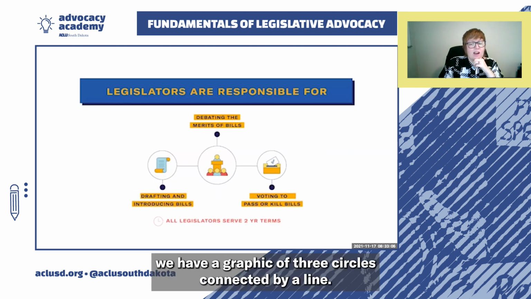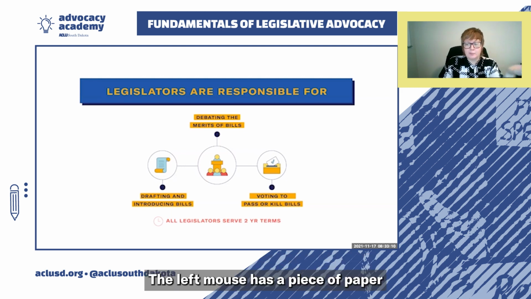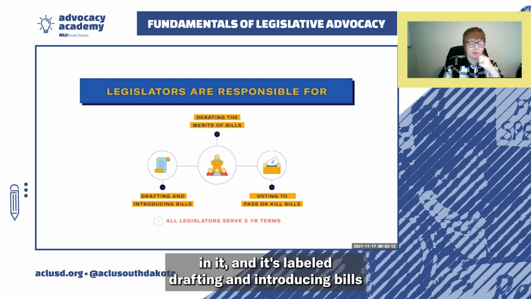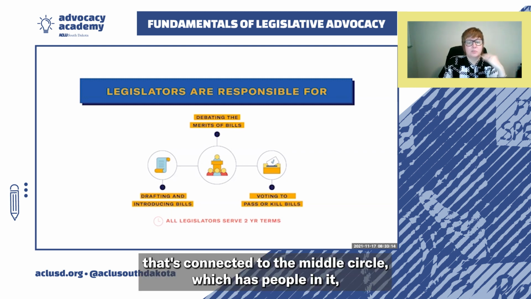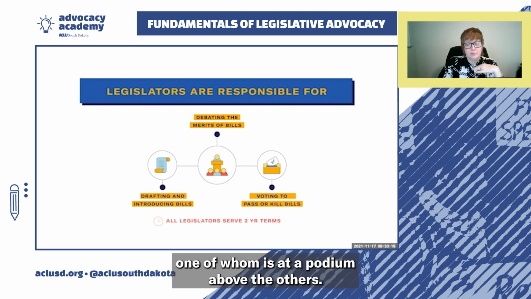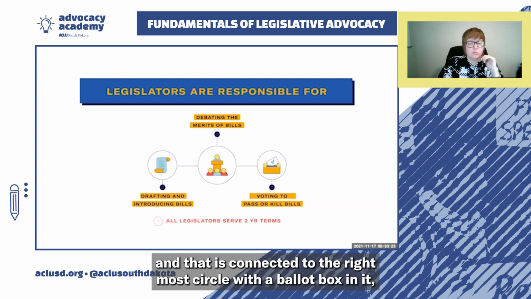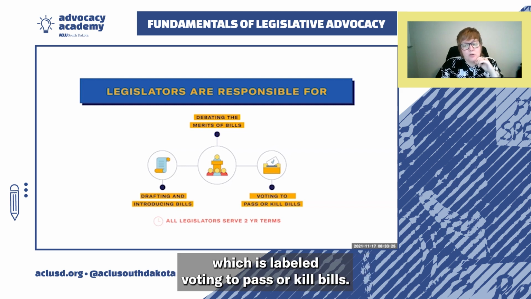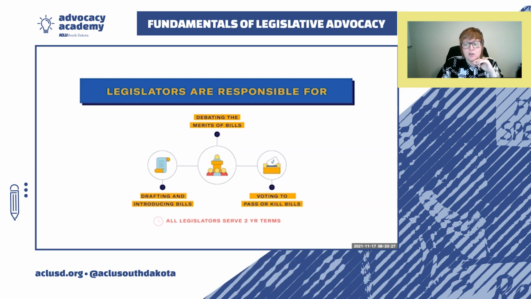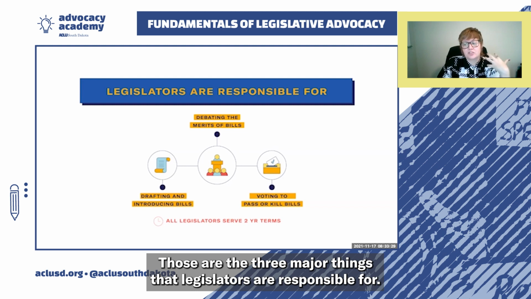On this slide, we have a graphic of 3 circles connected by a line. The leftmost has a piece of paper in it, and it's labeled drafting and introducing bills. That's connected to the middle circle, which has people in it, one of whom is at a podium above the others. And it is labeled debating the merits of bills. And that is connected to the rightmost circle with a ballot box in it, which is labeled voting to pass or kill bills. Those are the 3 major things that legislators are responsible for.